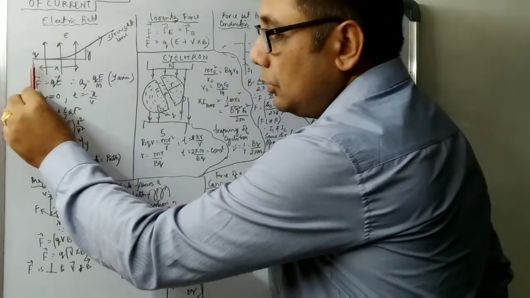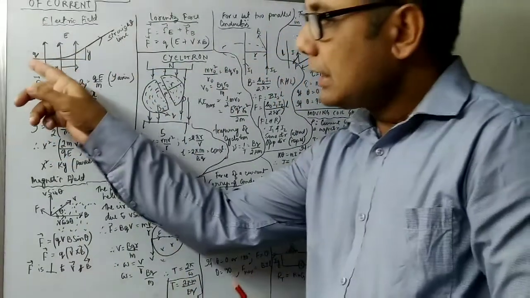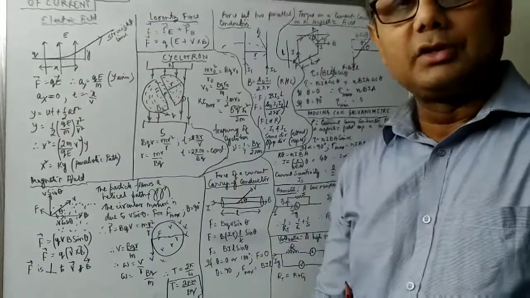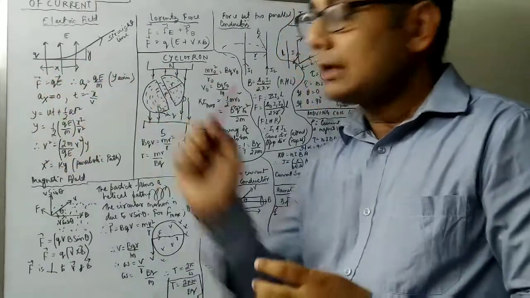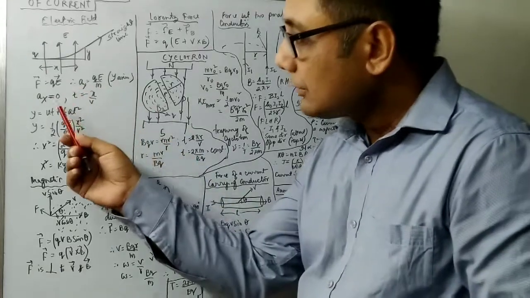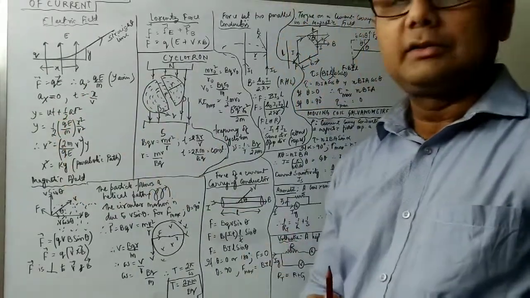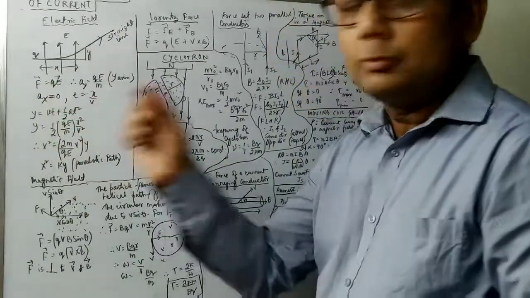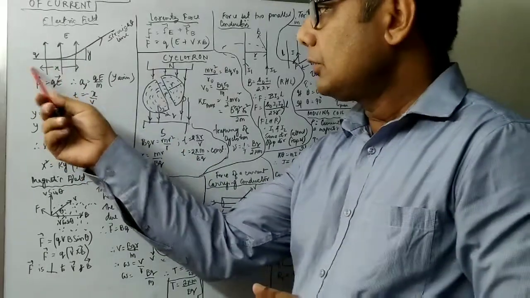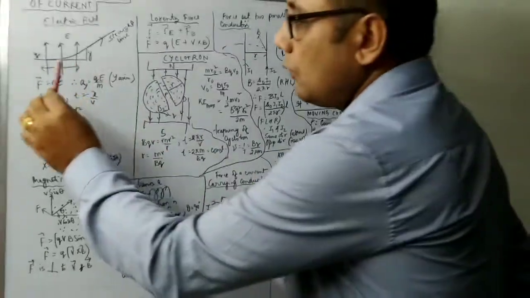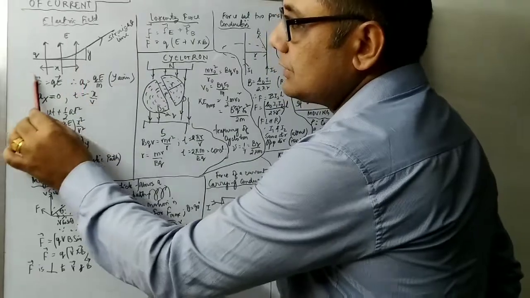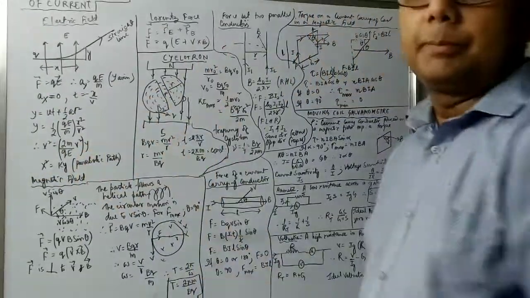Now, with no acceleration along the x-axis, the charge will have a constant velocity along the x-axis. That means the acceleration will be 0 along the x-axis, and it is moving with a constant velocity. Let the velocity be v. So what is the time taken to cover this distance? It will be x by v.